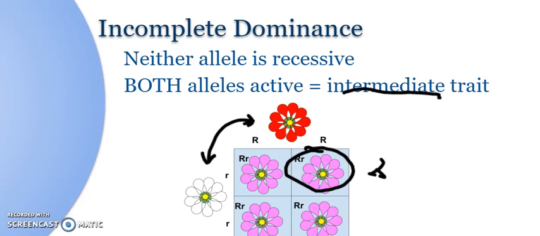And if you cross two of the pinks together, you would then probably see a generation where you have some red, some white, but mostly all pink again, like we saw in the Snapdragon example.